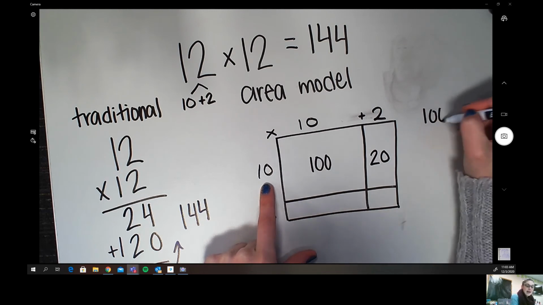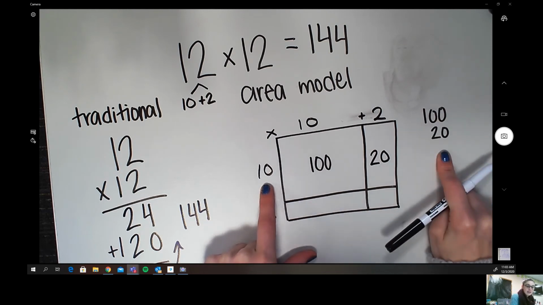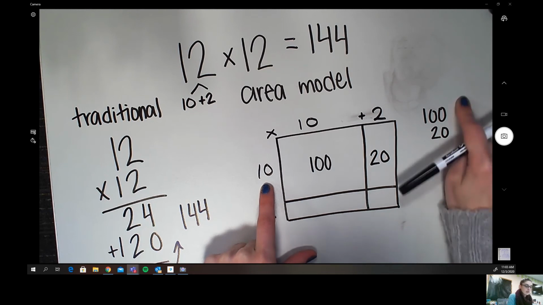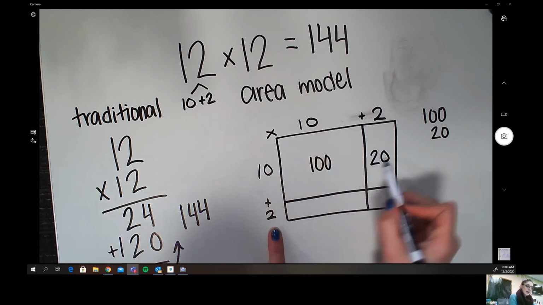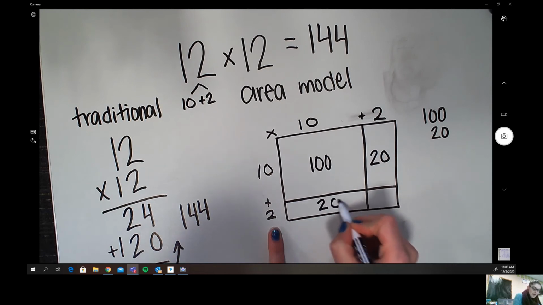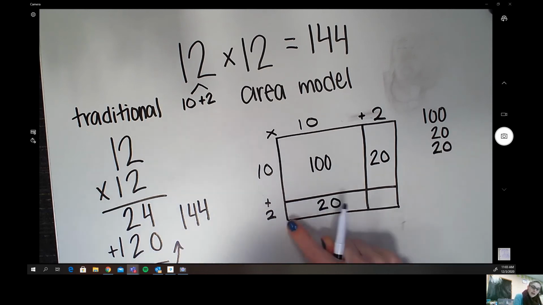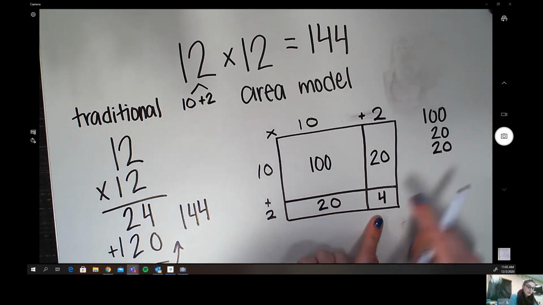And then I also like to keep a list going on the side. So then when we're adding them together, it makes it a little bit easier. So then I do 2 times 10, which I already did over here. So I already know it's 20. And then I do 2 times 2, which is 4.